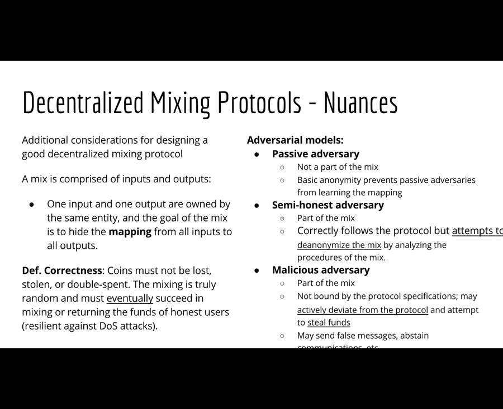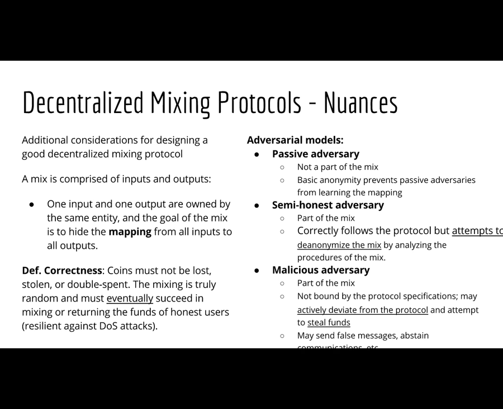So there are several adversarial models as well by which we analyze these mixing protocols. There are 3 types. The first is the passive adversary, which is some adversary that's outside of your mix, just outside on the blockchain, observing whatever. And the key thing and the basic level of anonymity is that these passive observers must not be able to determine the mapping from inputs to outputs.